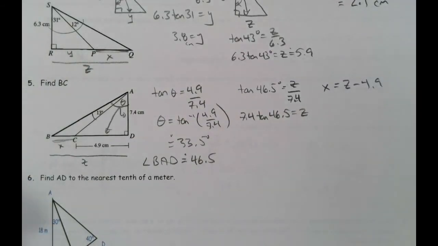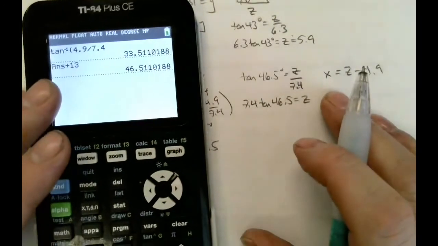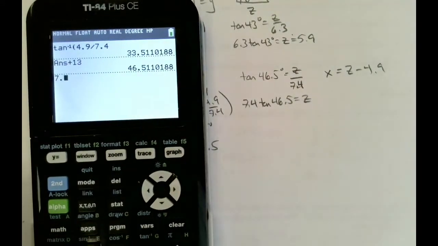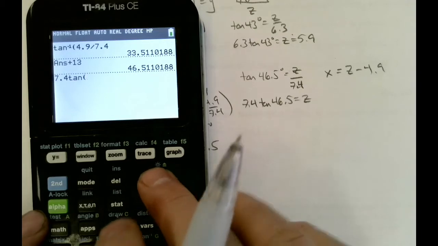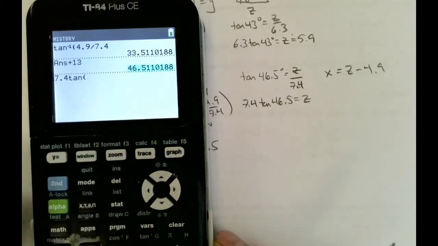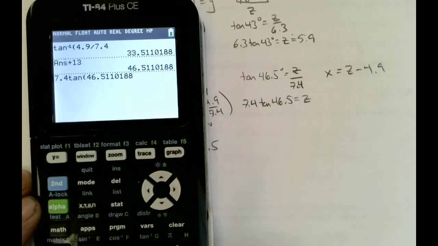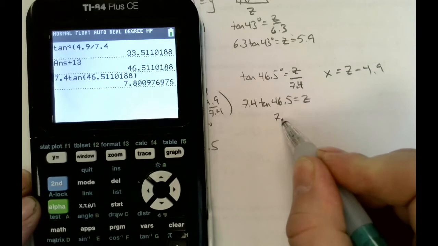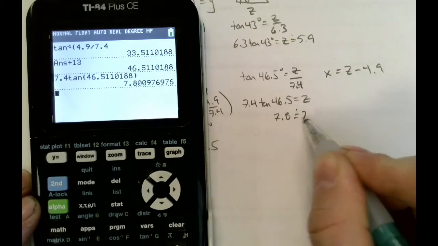Okay, now, so over here, I will go 7.4 multiplied by the tangent of, now in this case, I'm going to go up and grab that angle that I found before. So I use as many decimal points as possible. Close the brackets, press enter, and I get that it's approximately equal to 7.8.